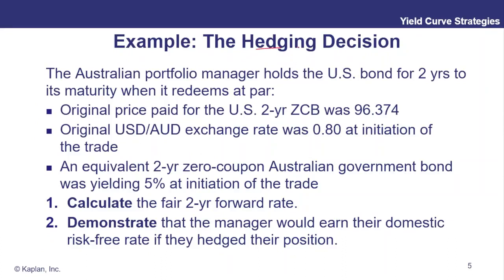The hedging decision. Let's say we've got an Australian portfolio manager still, all right, and they're holding the US bond for 2 years to maturity when it redeems at par. That would be, of course, $100. All right. The original price remains the same, and the original US dollar Aussie exchange rate.